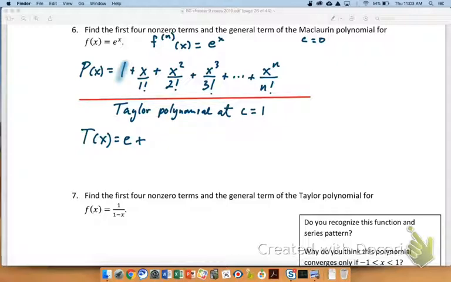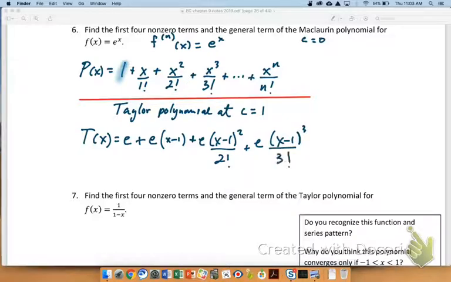In fact, isn't f double prime of 1 e? F triple prime of 1 is e. You betcha. On down the list. So it's going to be e times x minus 1 to the first over 1 factorial. The next one would be e times x minus 1 squared over 2 factorial. And hopefully you're getting the idea here that this will just continue on in a pretty nice, easily discernible pattern.